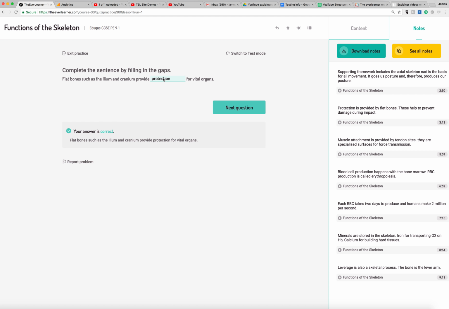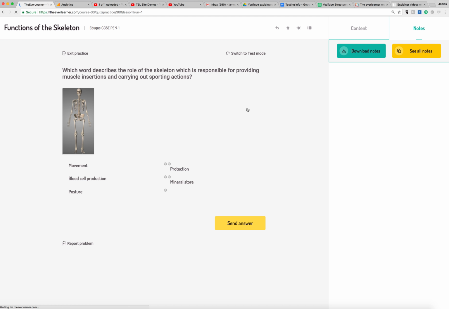You see how being in practice is a good place for a student, but I'm going to keep going. Complete the sentence by filling in the gaps. The skeleton and muscles work together to produce what? Okay, so I'm going to have a little look down mine. Now it's got leverage, minerals, blood cells, muscle attachment. Specialized surfaces for force transmission. The skeleton muscles work together to produce, it could be force, but it could be movement. I'm going to try force. Is it going to get it right for me? It was movement. Okay, so again, I learn from that experience and I go on.